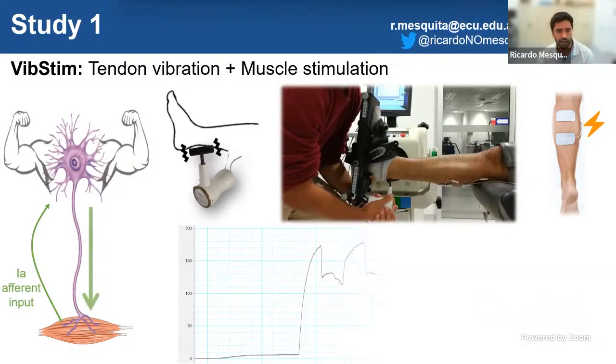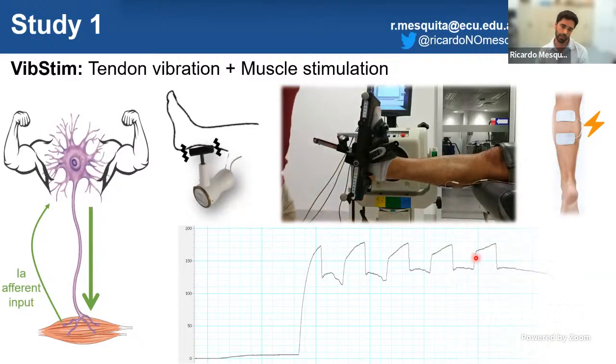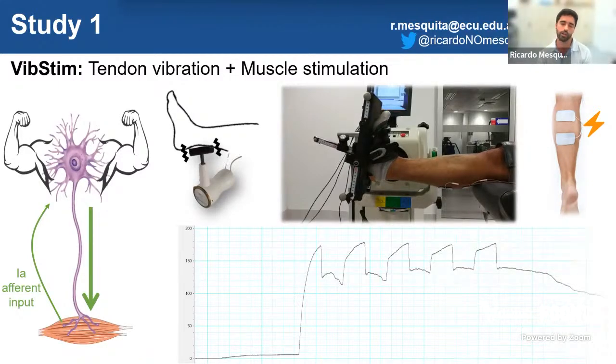But you can see that after each electrical stimulation bout, the force doesn't go back to baseline. So there's an ongoing and incremental production of force. And after stopping both the tendon vibration and muscle stimulation, we can see that this force keeps going. It doesn't drop to baseline straight away. So hypothetically, persistent inward currents, or PICs, could be responsible for these magnitudes of involuntary force.